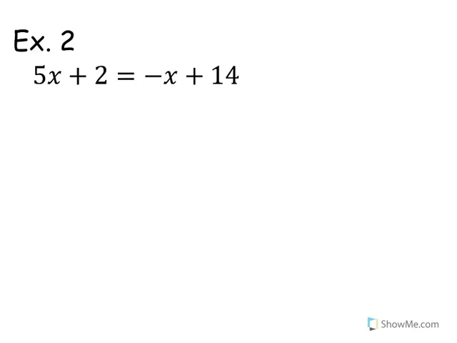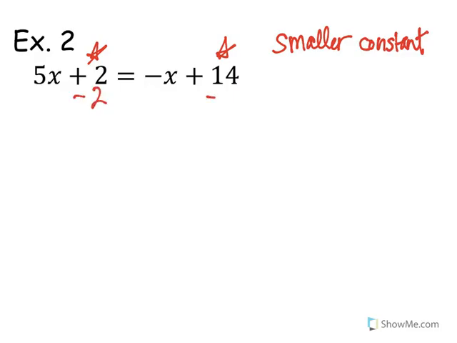All right, number 2. Focus on the smaller variable. Here are my choices. Positive 14, positive 2. I'm sorry, I said smaller variable. I meant smaller constant. Which one should I move, the 2 or the 14? The 2 is smaller. So subtract 2 from both sides.